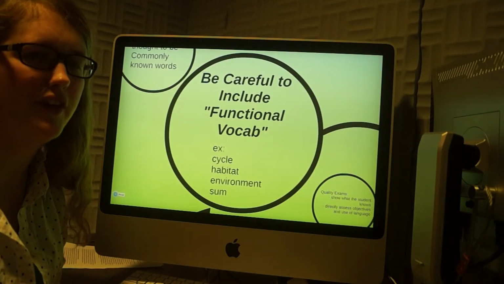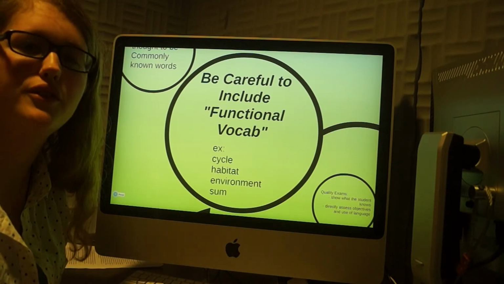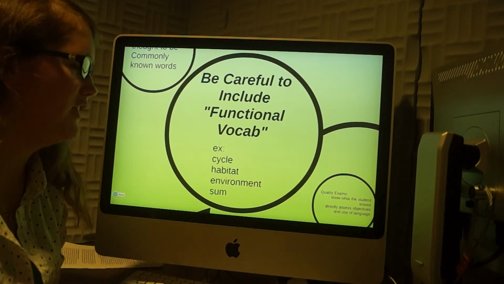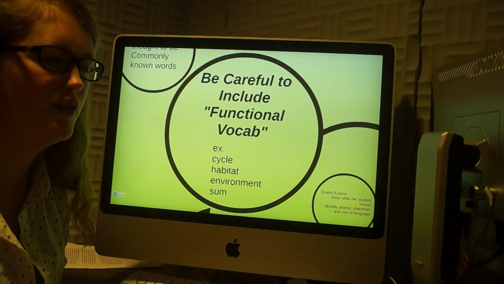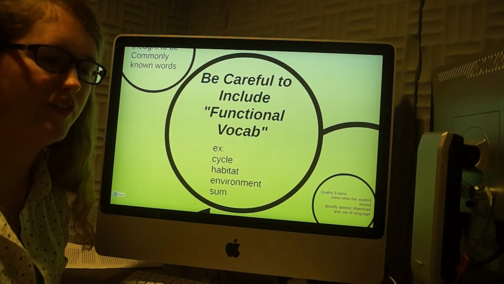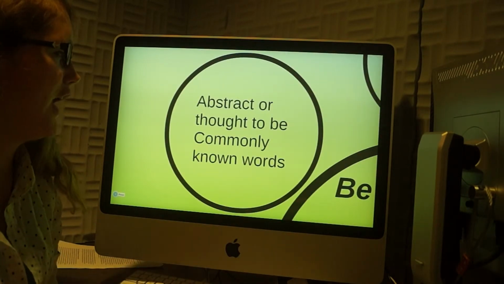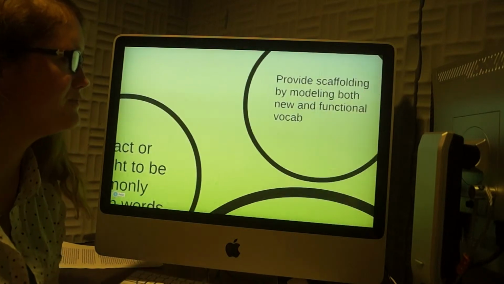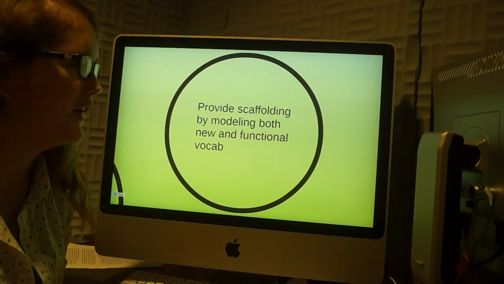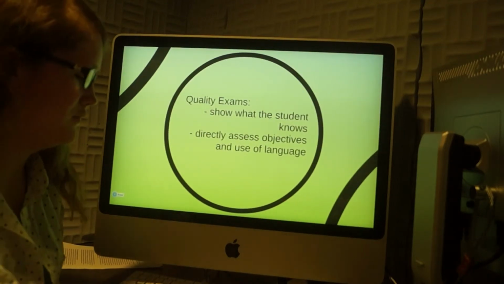Also, something to keep in mind is functional vocabulary. These are words that we think are commonly used, but they might not be known to as many students, whether they're ELL or English speaking. Some examples are cycle, habitat, environment, sum. These are common words that we get the feeling people know, but it's good to go back over them in case there's a lack of understanding, because this is academic language. These are abstract or thought to be commonly known. So provide scaffolding by doing some of the techniques I was just talking about, like modeling and using the new language.